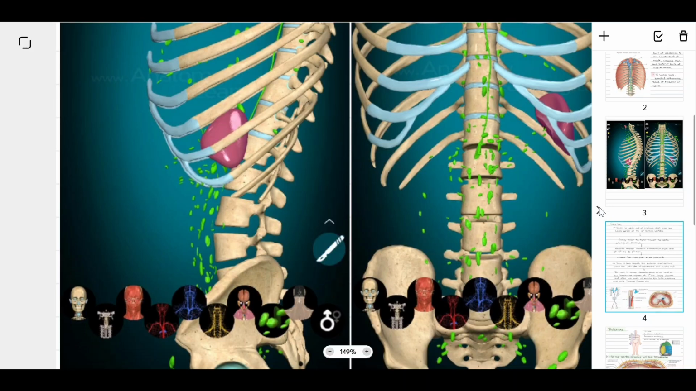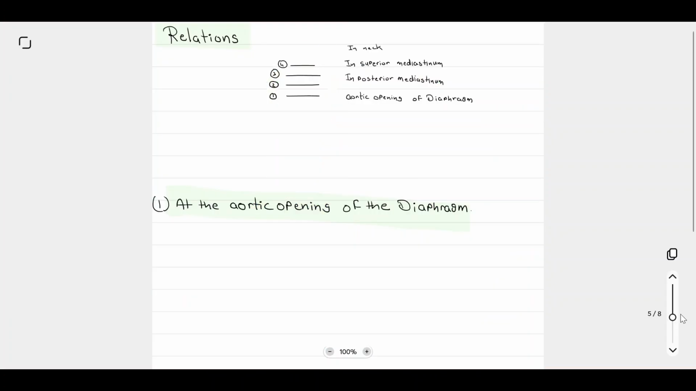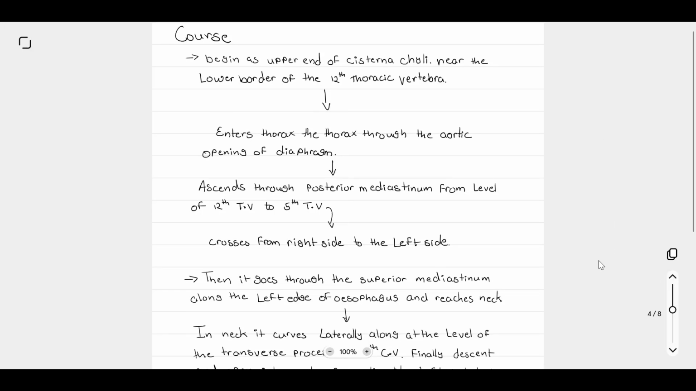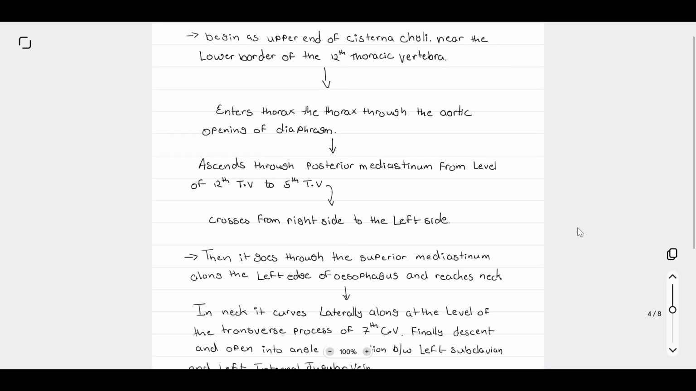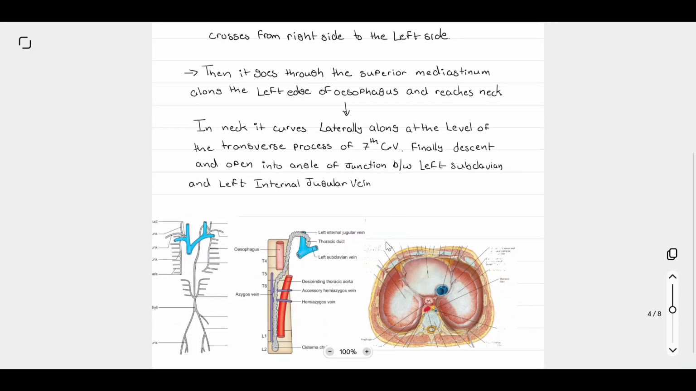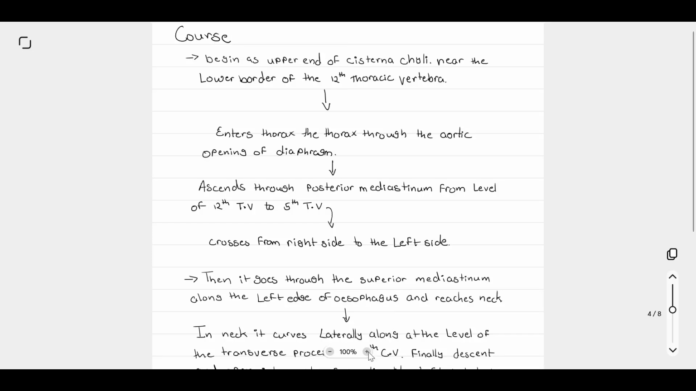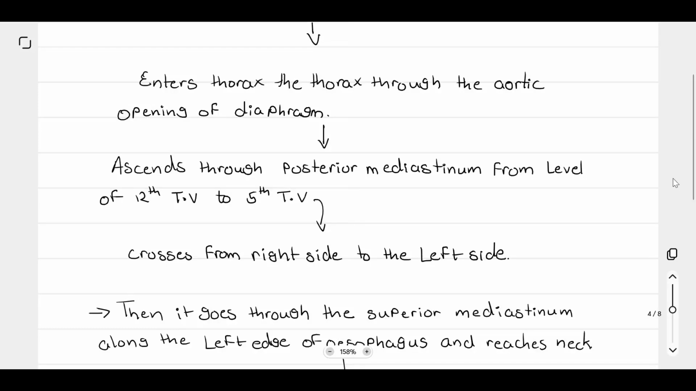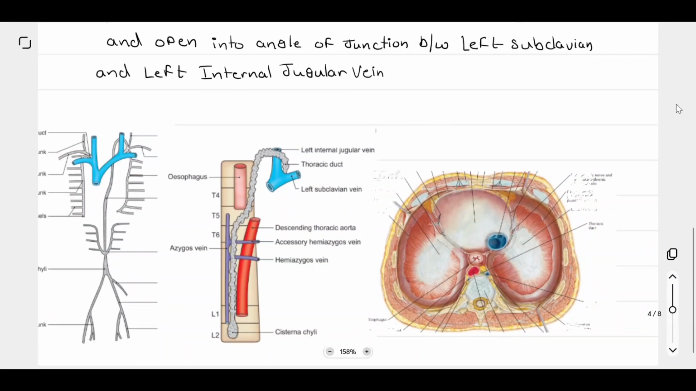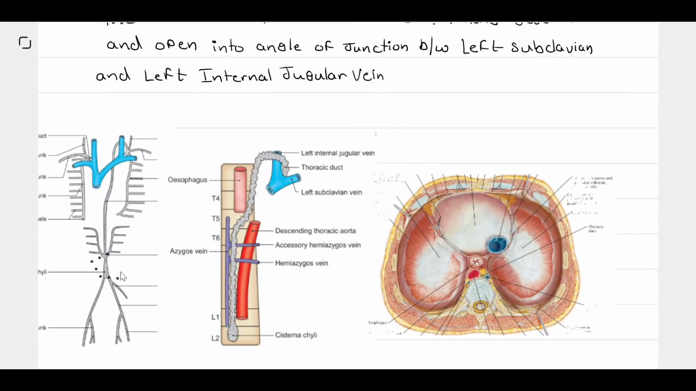Moving further to the course of the thoracic duct, I'll explain these points one by one and show them with the help of these diagrams. The course begins as the upper end of the cisterna chyli near the lower border of the 12th thoracic vertebra. What it is trying to say is that it begins at the cisterna chyli at the 12th thoracic vertebra. This is the cisterna chyli.